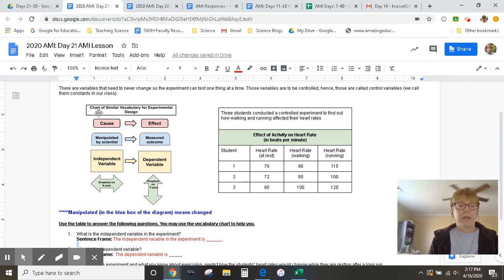And then there's another diagram over here, the chart of similar vocabulary for experimental design. So this is sort of like a flow chart that you might want to use to help you answer some of the questions. Remember, here's cause and the effect, manipulated by the scientist. I've told you in blue down here that manipulated just means something that was changed. The manipulated or the cause is also called the independent variable, and it's graphed on the x-axis. On the right-hand side, the effect is the measured outcome, or what happens in the end, where you get your data from. Remember, qualitative or quantitative, and we also called it dependent variable, and that's graphed on the y-axis.